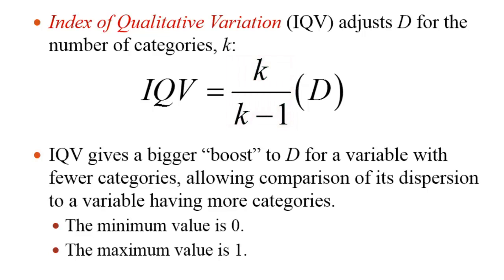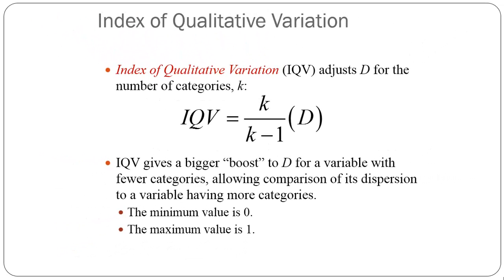So sometimes we have a variable that maybe has 3 categories like our race variable, and other times we have maybe 5 categories like the GSS marital status variable, and we'd like to compare the diversity of those 2 measures. Well, we know that the perfect heterogeneity varies by the number of categories you have, 3 versus 5. The index of qualitative variation compensates for the different number of categories to produce a measure of dispersion that can be compared regardless of the number of categories. This new statistic will have a minimum value of 0 and a maximum value of 1.